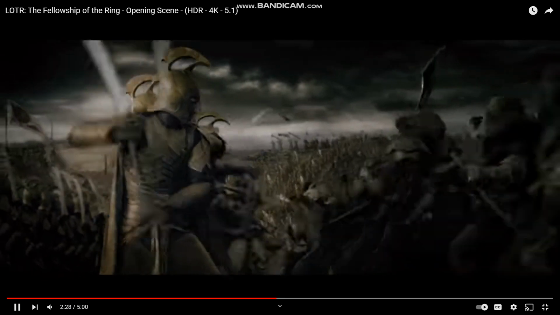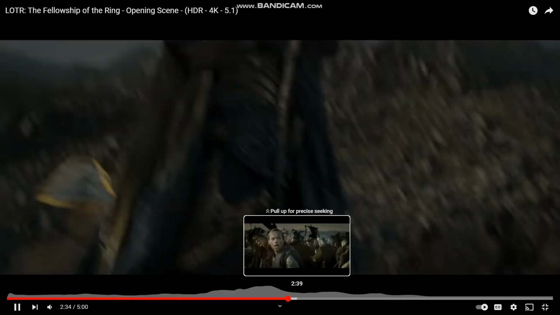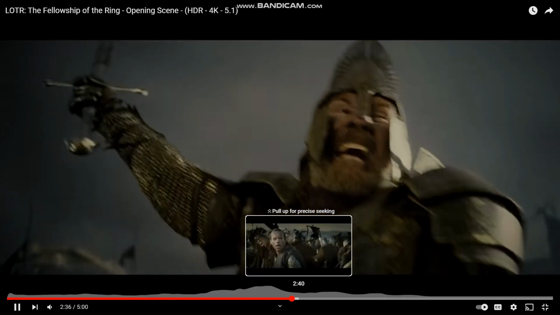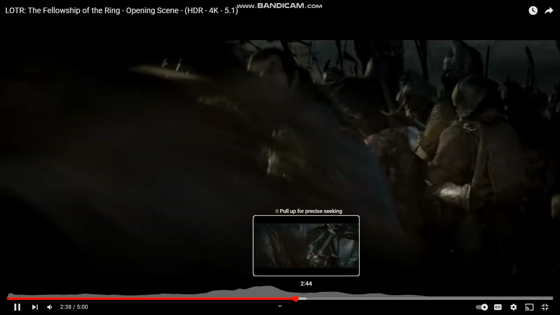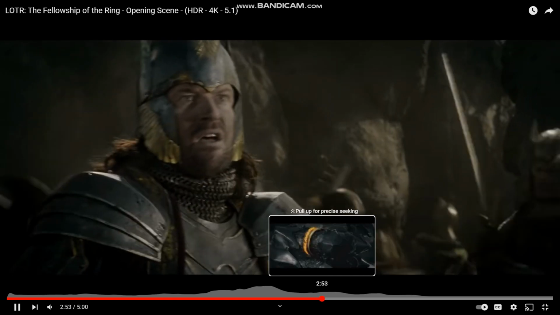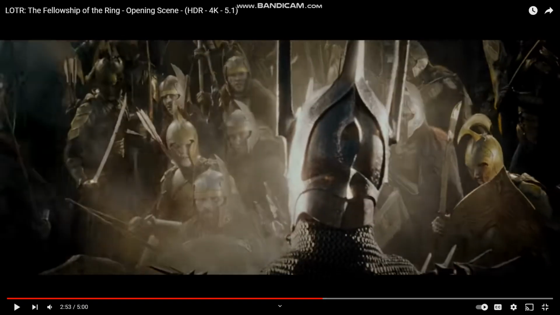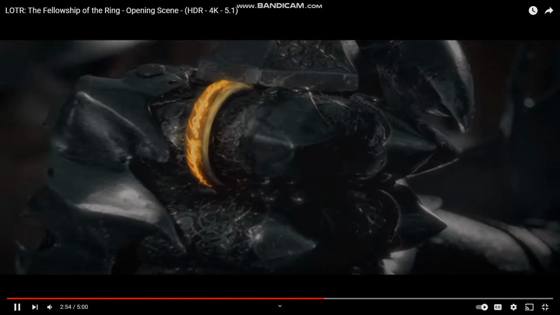And here it's back to CGI. The use of CGI is very important in this series. But here are close-up shots of the actors actually acting with the choreography and fight scene of the whole battle. And right here is the introduction of Sauron, and we see it in a high angle shot looking down at the humans and elves, giving us that fear factor of Sauron.